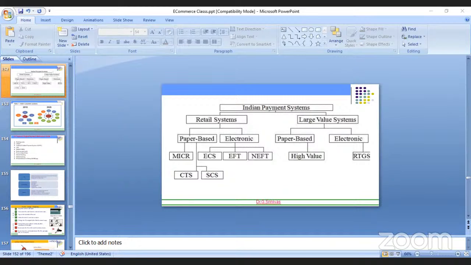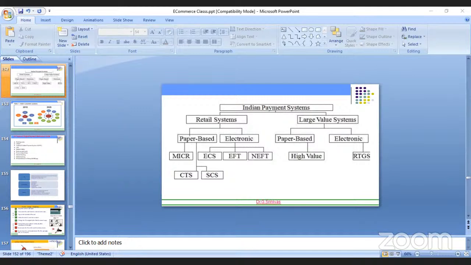So how is RTGS different from NEFT? I said for small amounts we go for NEFT and it does the transaction on net basis, whereas in RTGS the settlement is done without linking to others. NEFT is an electronic fund transfer system that operates on a deferred net settlement basis, which settles transactions in batches. So a bunch of transactions take place in NEFT. But in RTGS, no bunch of transactions, only one transaction. It is transaction based, right?